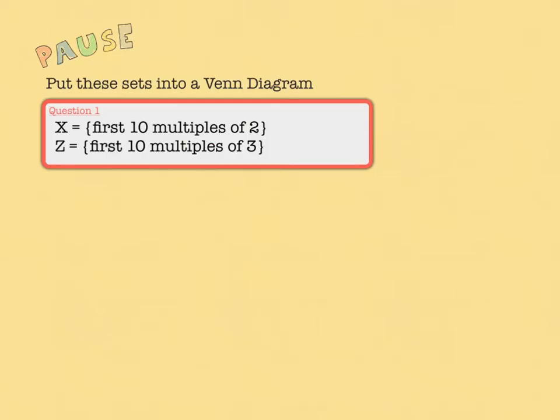Pause the video and have a go at putting these two sets, X and Z, into a Venn diagram. Once you've had a go, press play and see the solution to check you're correct.